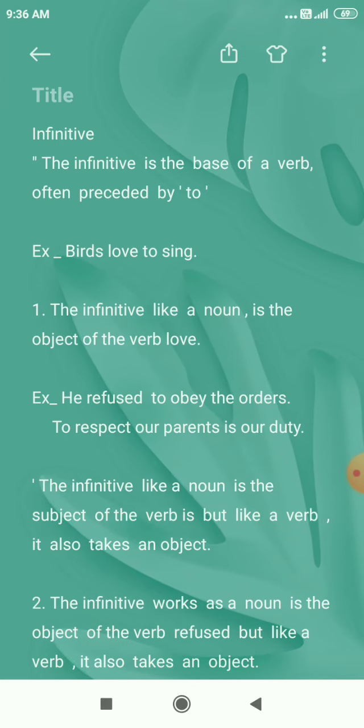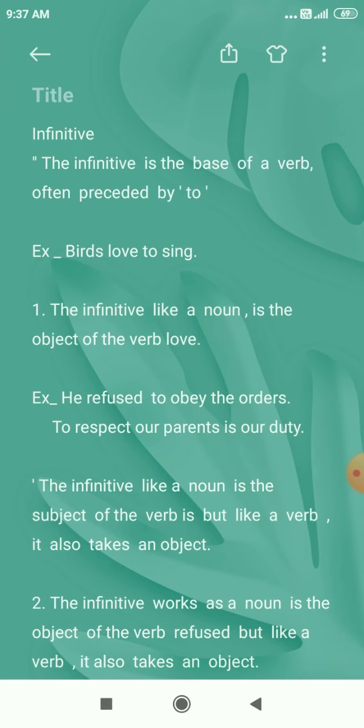The infinitive, like a noun, is the object of the verb love. Look at this sentence very carefully. What is the object of the verb? The verb is love, and the object of love is to sing. Birds is the subject and love is the verb, and the object of the verb is to sing.